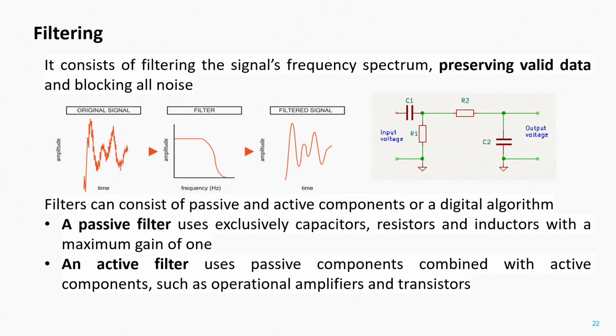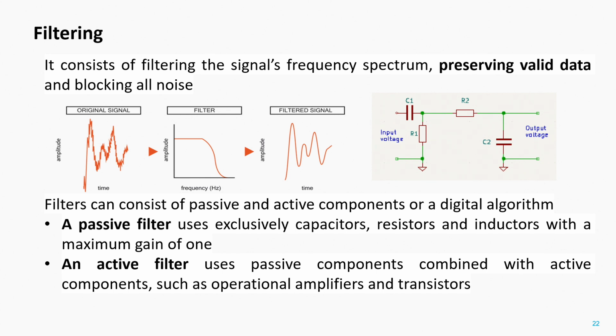The filtering part that we were talking about is normally used to improve the frequency spectrum of the signal that the transducer is giving, preserving valid data and blocking all noise that has been included in the transducer process. You can see in the drawing in the middle of the slide that normally the original signal that comes out from the transducer is noisy, normally of high frequency. So with a filter with a frequency response as the one that you can see here, a low-pass filter, we can obtain a filtered signal that is much nicer and more clean, so that it will be easier to process later.